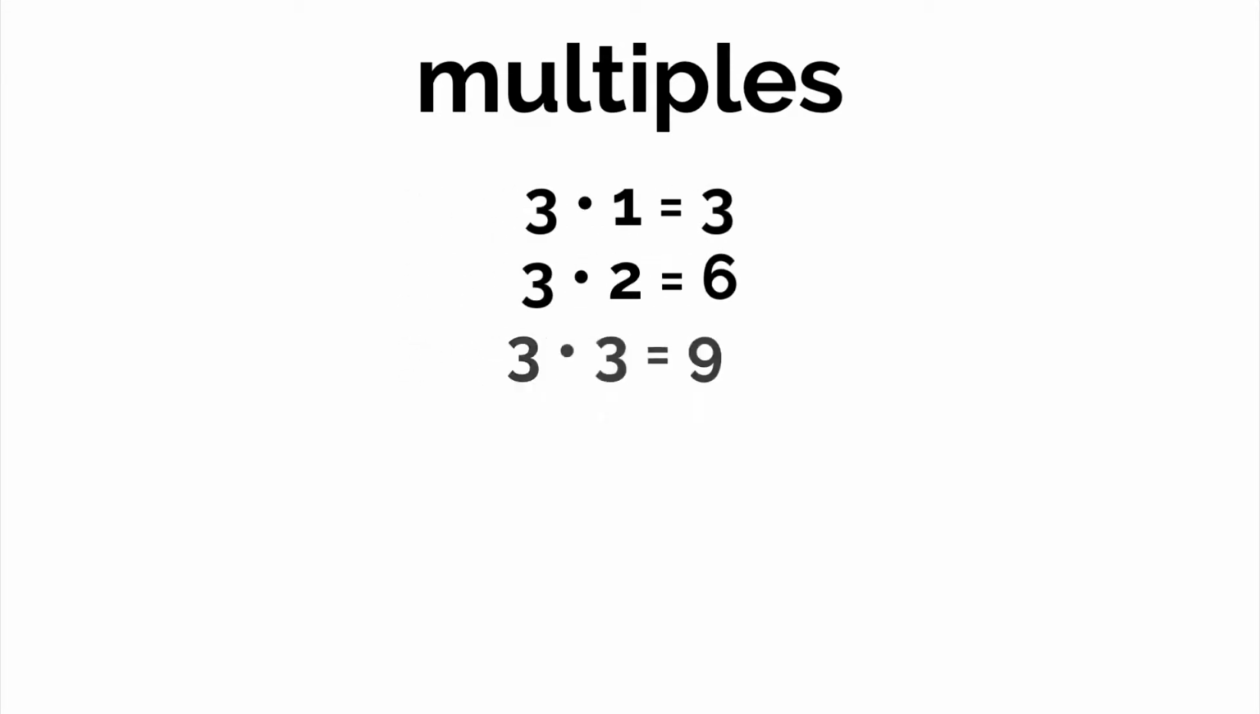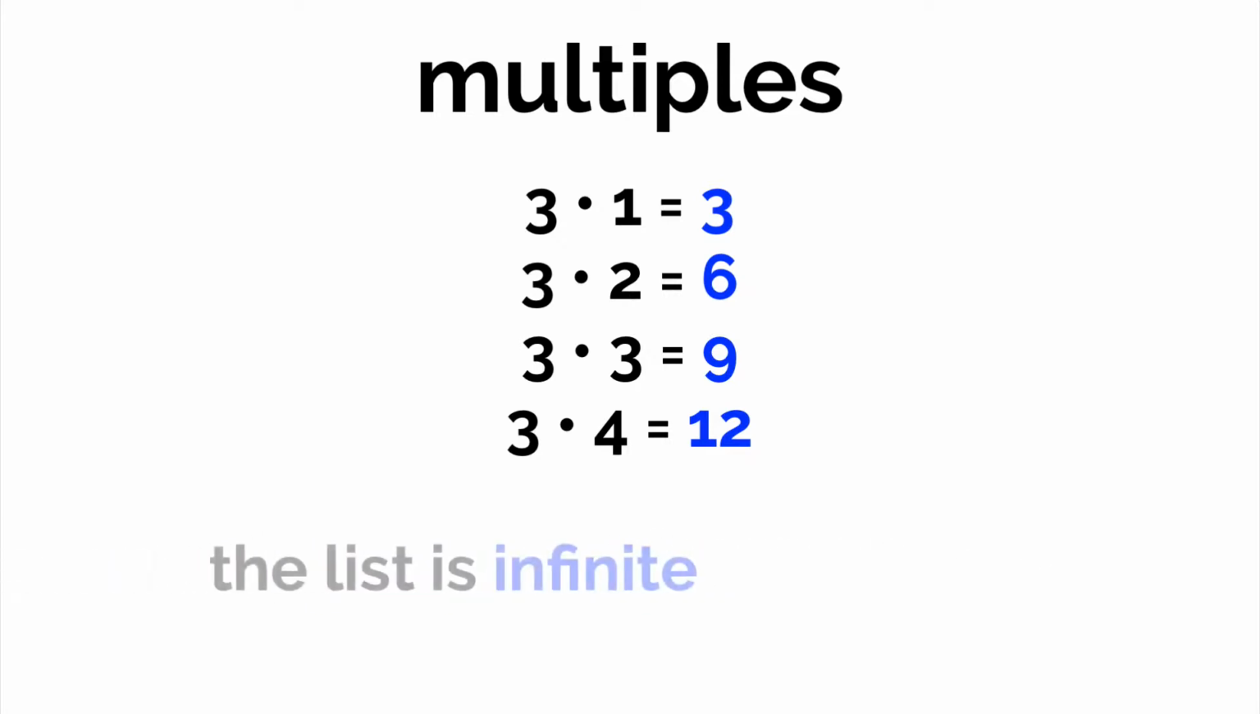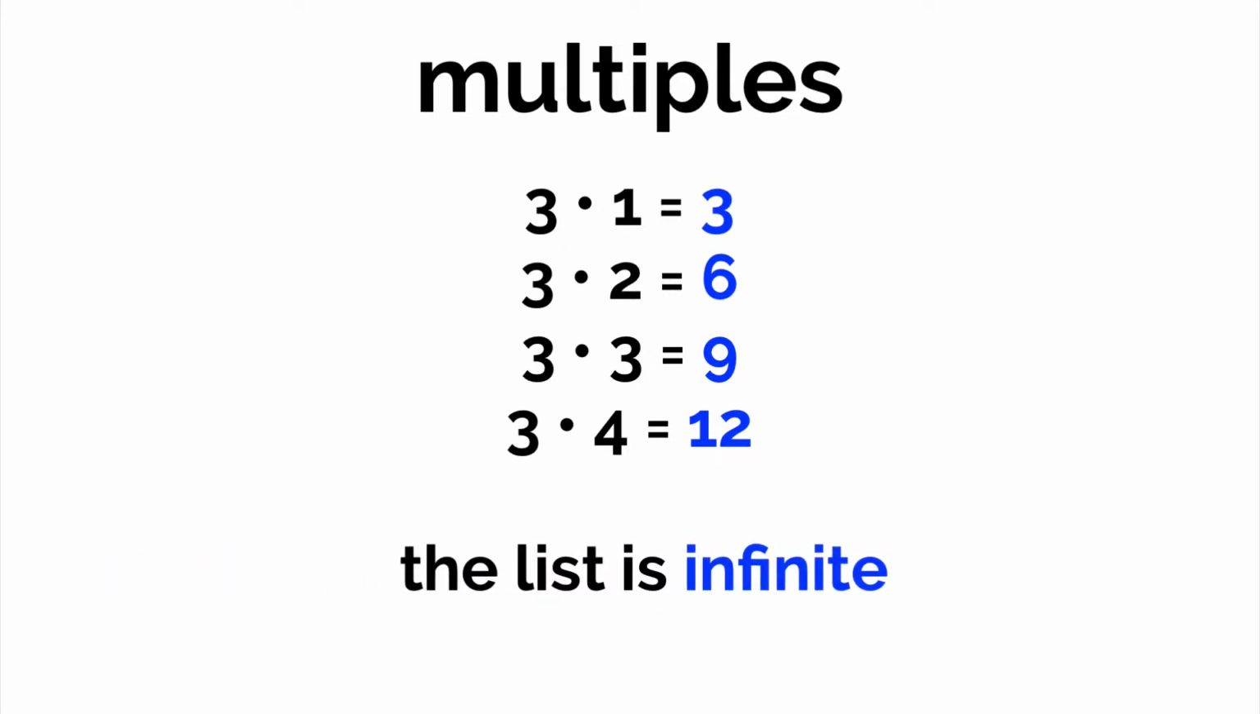One concept we must learn is that of a multiple. 3 times 1 is 3. 3 times 2 is 6. 3 times 3 is 9. 3 times 4 is 12. So these are examples of multiples of 3. They are the numbers you get when you multiply 3 by all of the positive integers, and the list is infinite.